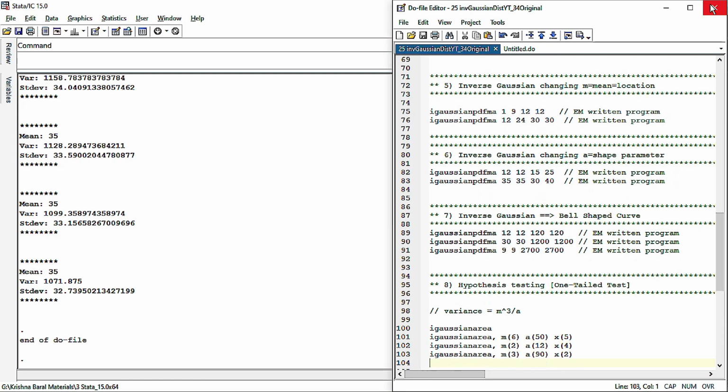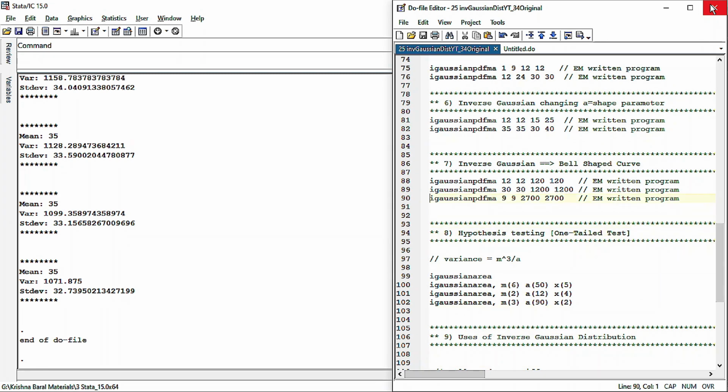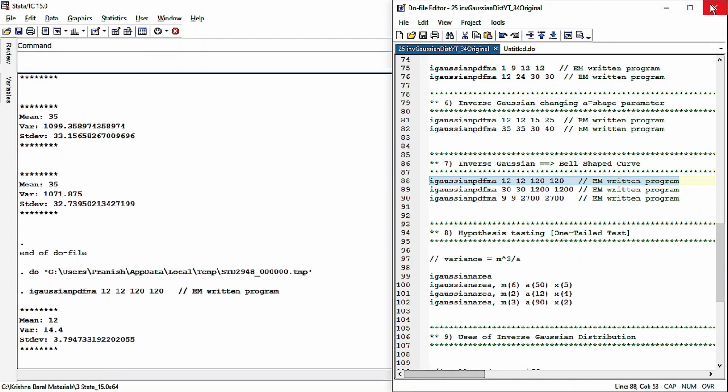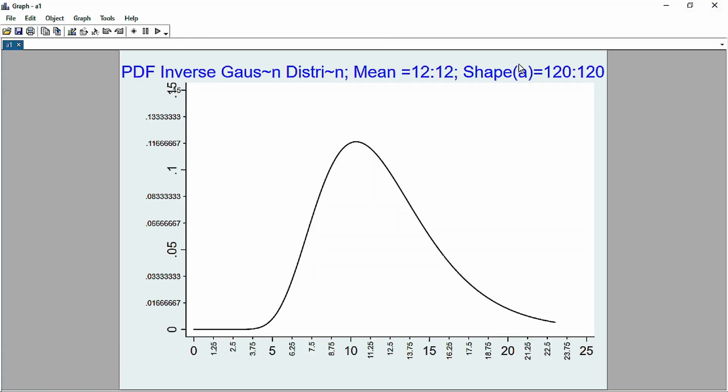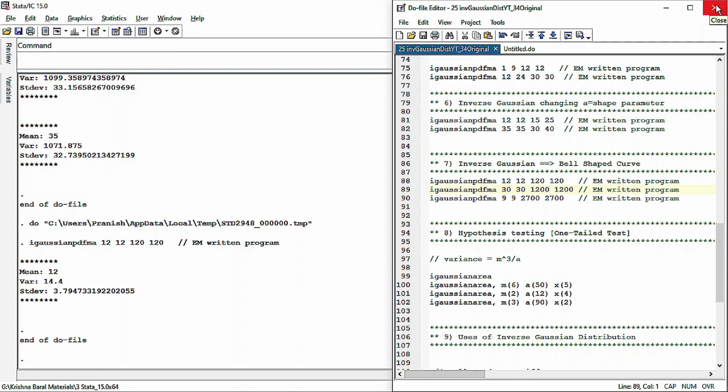Now let us try to identify when we get the bell-shaped curve out of the inverse Gaussian distribution. For that we are going to change the shape parameter. We are going to increase the shape parameter in comparison to the mean parameter, and let us see, gradually we should get the bell-shaped curve. Now our mean parameter is 12 and the shape parameter is 120. And further, if we increase the shape parameter, we should approach towards the bell-shaped curve.